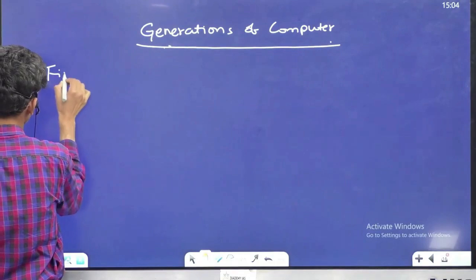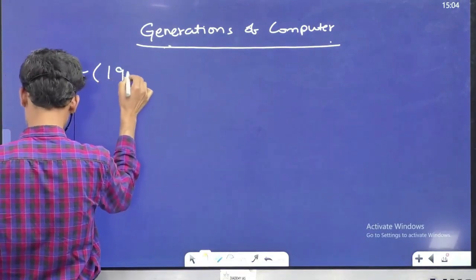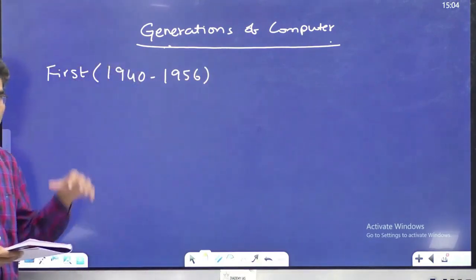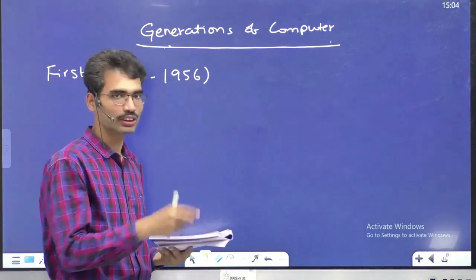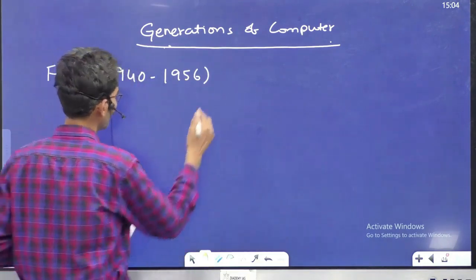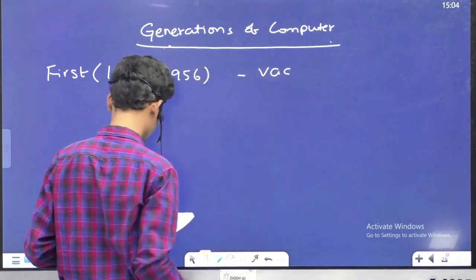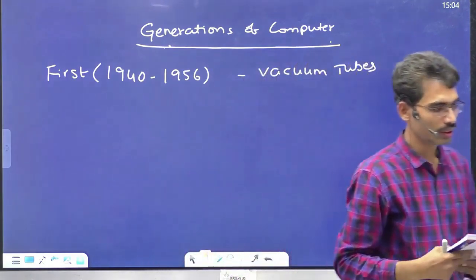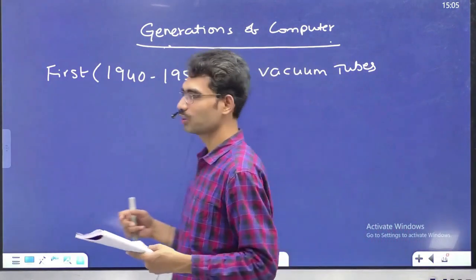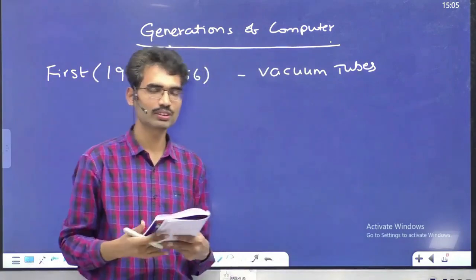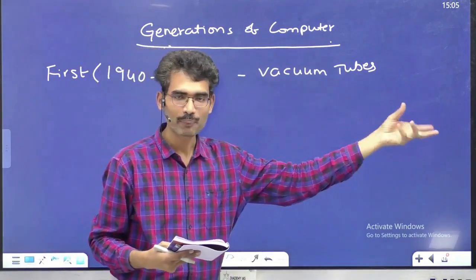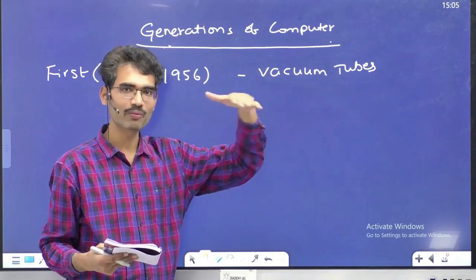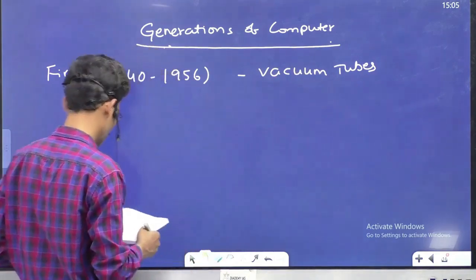So first generation, this is from 1940 to 1956, the 40s to 50s. During the Second World War time period, they were using vacuum tubes. Vacuum tubes are electronic devices which are very large in nature compared with transistors. That's why if you use vacuum tubes, the space of the computer is going to be very large. That is the first generation.